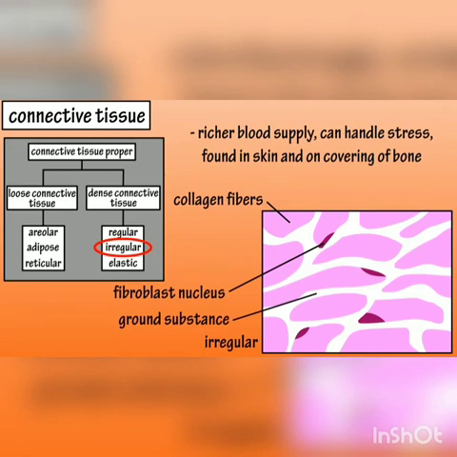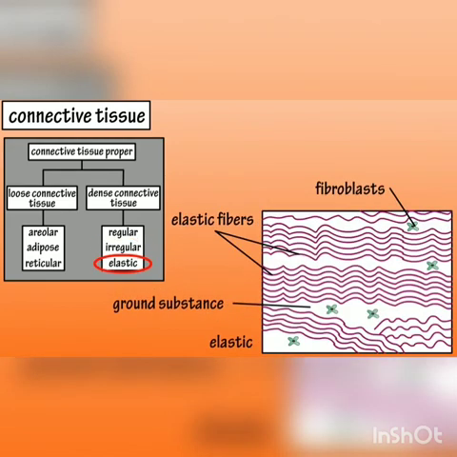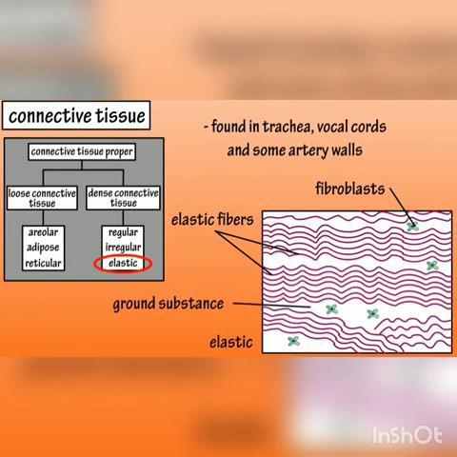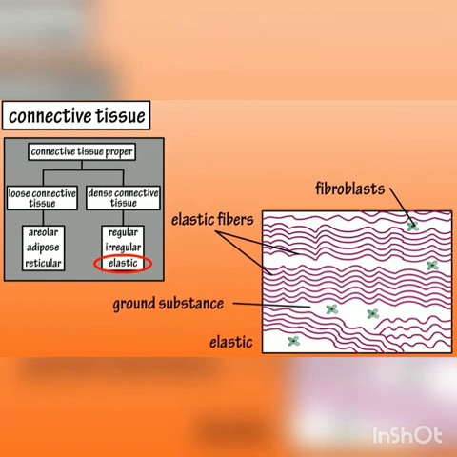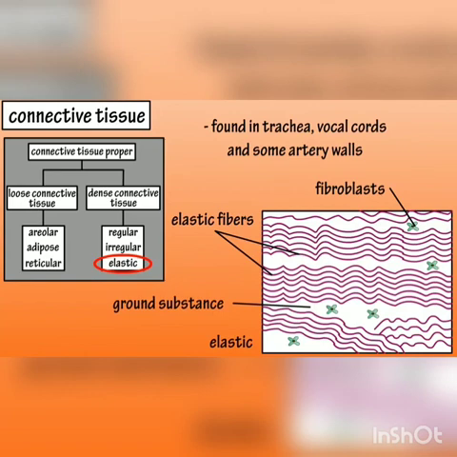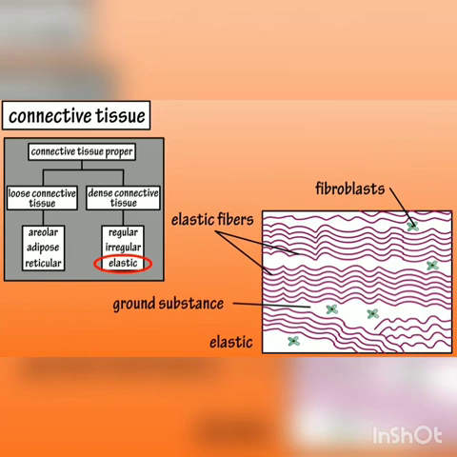Third one is the elastic connective tissue. This elastic connective tissue contains a high proportion of elastic fibers. Elastic means it stretches well, expands, and relaxes. It allows the recoil of tissues following stretching. This elastic connective tissue is found in the walls of large arteries. Arteries are nothing but blood vessels. When there is excess blood flow, the large arteries expand slightly and then relax.